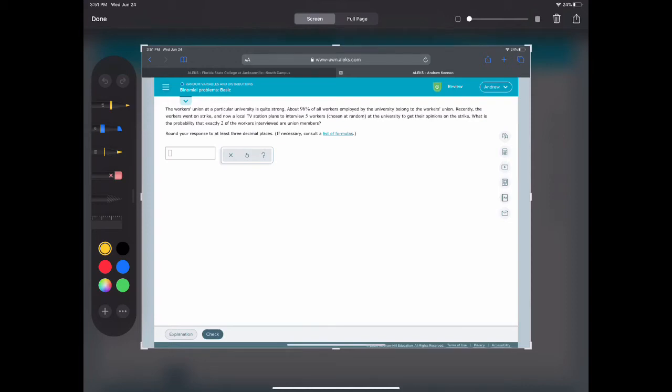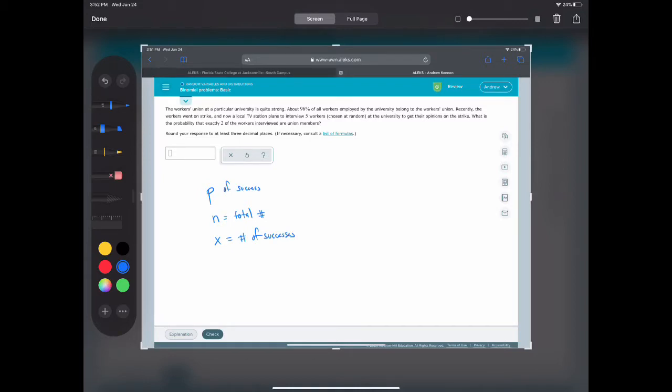Binomial distribution. Okay, so when you're working binomial problems, there's three numbers that you're going to pay attention to. There is the probability of success, the n, which is the total number of people, and then x is called the number of successes.